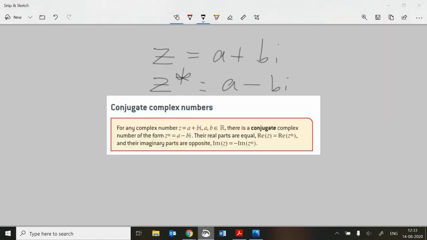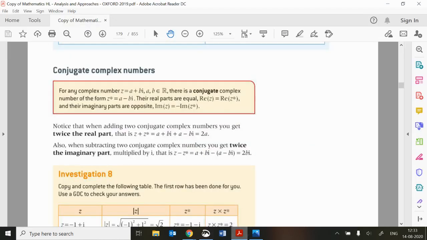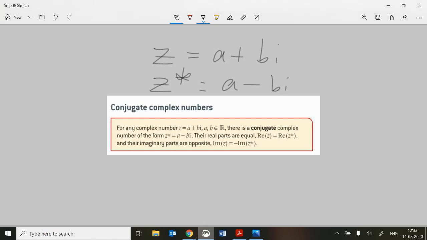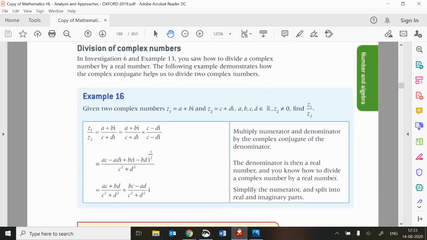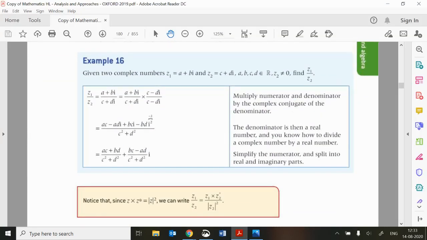There's a little bit extra on that definition. It says that the real part of z is equal to the real part of the conjugate, in other words, a is equal to a, and the imaginary part of z is equal to minus the imaginary part of the conjugate. That's just an alternative definition, essentially. Okay, right, so there's plenty more questions here, so let's get on.